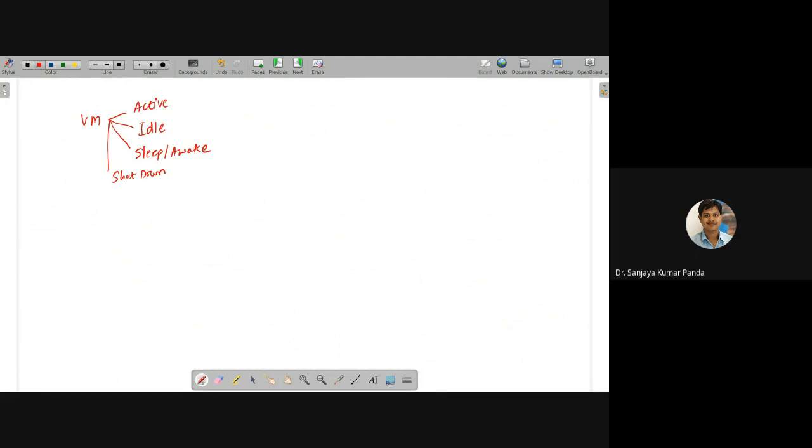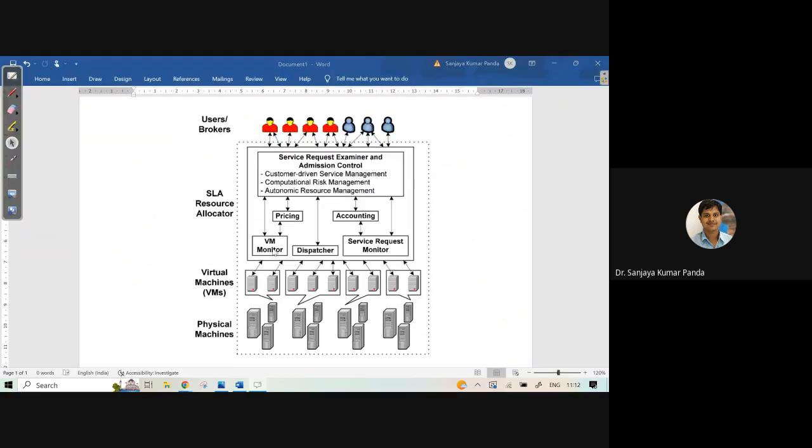So what is the status of each and every virtual machine? You can determine that from this particular unit. Your VM monitor is responsible for this job. Like you can see, the third layer is our virtual machines. Which virtual machine is free? Which virtual machine is busy? Which virtual machine can be assigned for a new service request? That you can decide from this VM monitor unit. So this is with respect to the virtual machine.